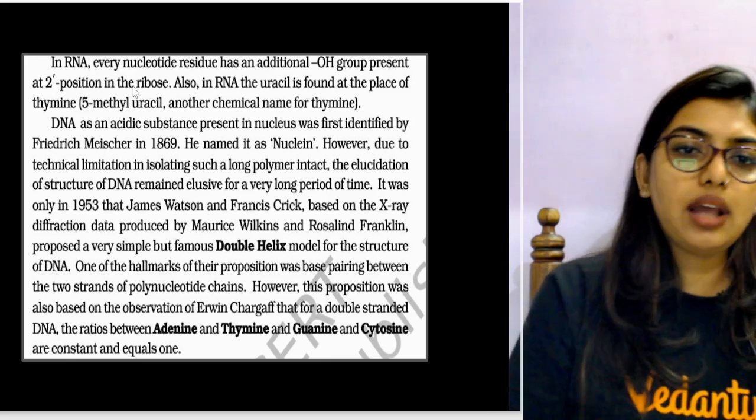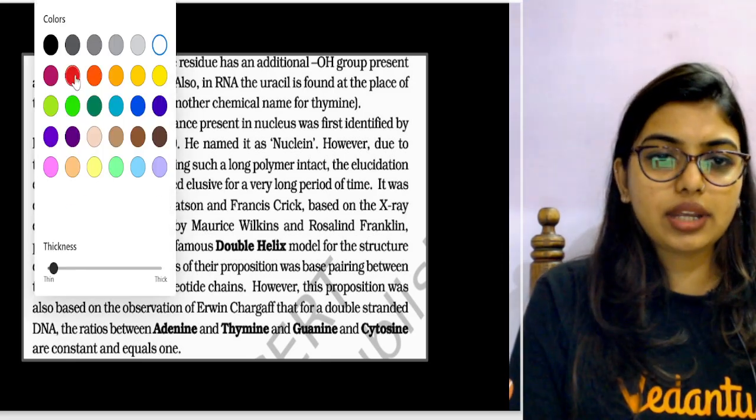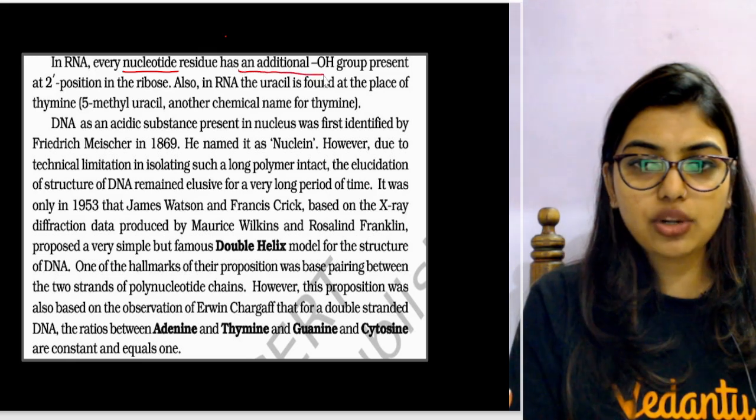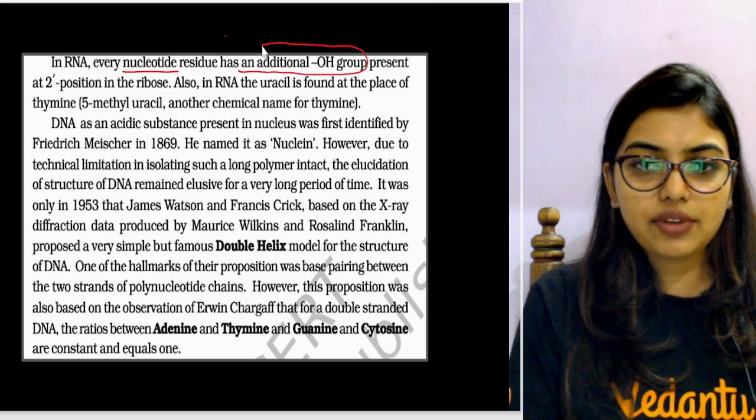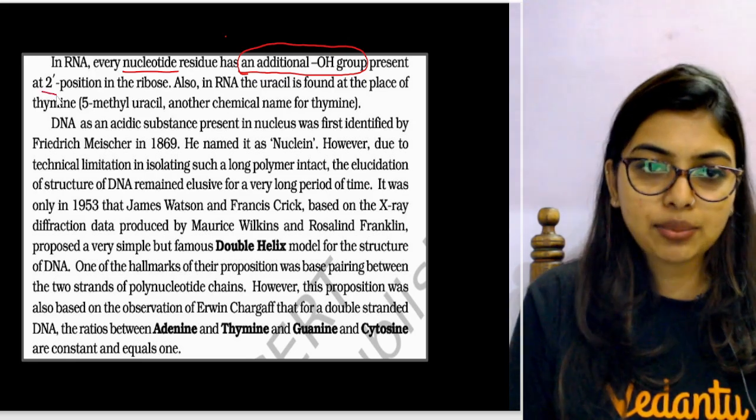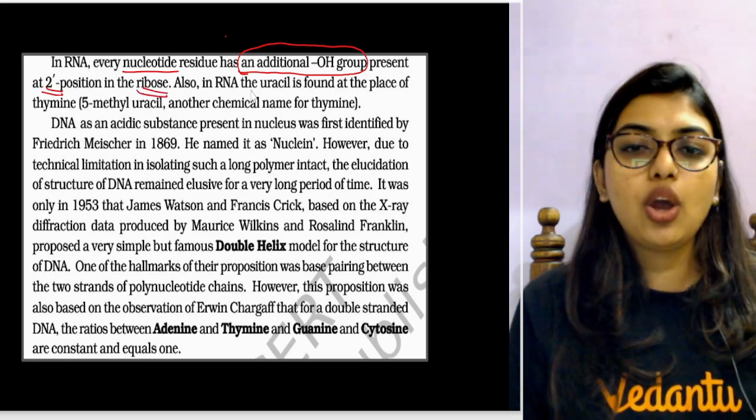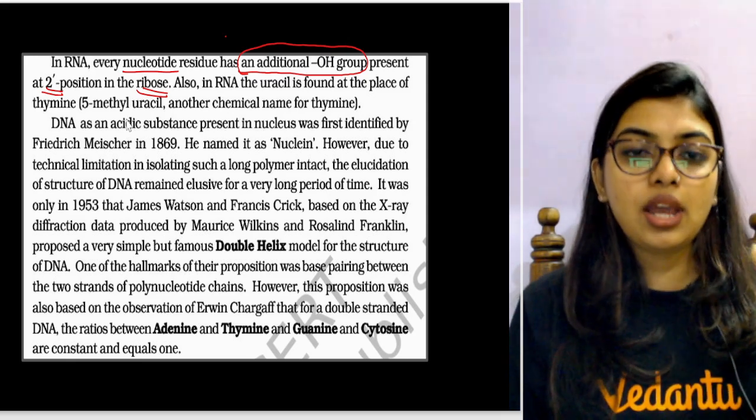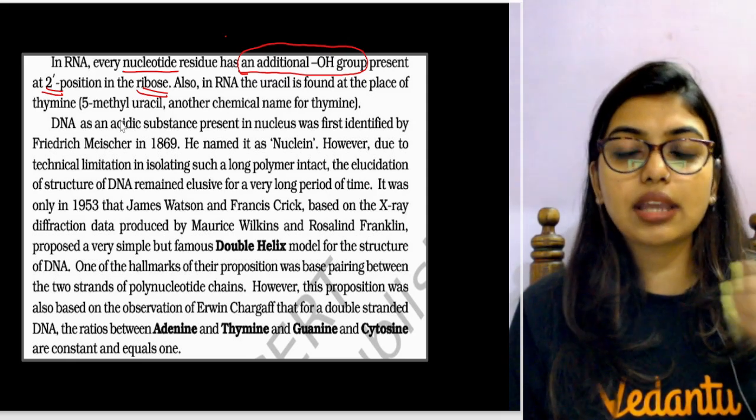Okay, in RNA, every nucleotide residue has an additional OH group. Every nucleotide residue has an additional OH group present at the second position in the ribose, which I showed you. Also in RNA, the uracil is found in place of thymine. Okay, 5-methyl uracil is another chemical name for thymine.